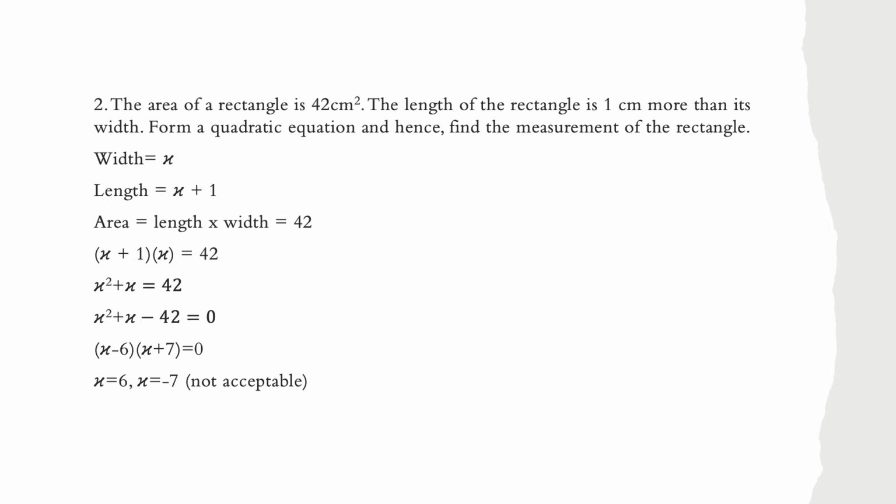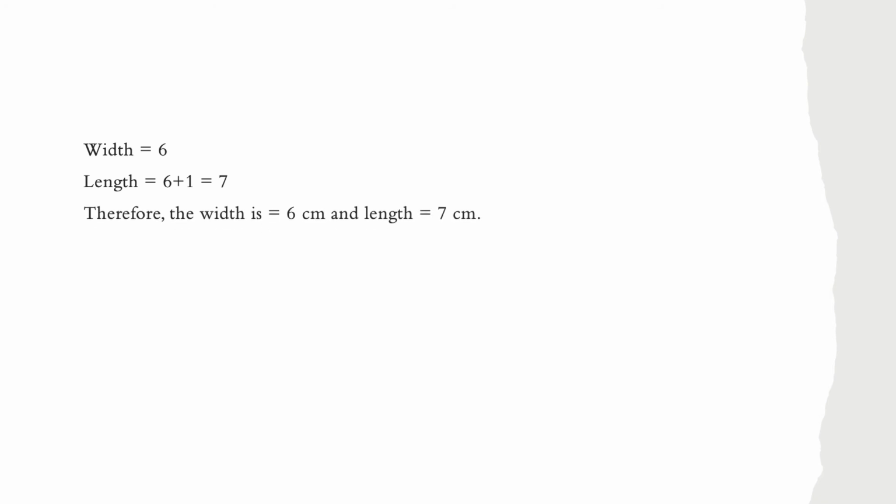So we have the quadratic equation here, which is x squared plus x minus 42 equals to 0. We have already answered the first part of this question, forming the quadratic equation, and now we have to find the measurement of the rectangle. Going back, the width is x and the length is x plus 1. We have x equals to 6, so the width is 6 and the length is 6 plus 1 equals to 7. Therefore, the width is 6 cm and the length is 7 cm.